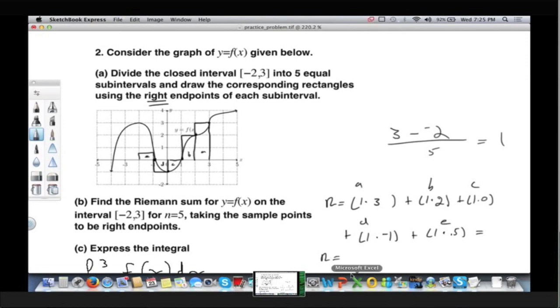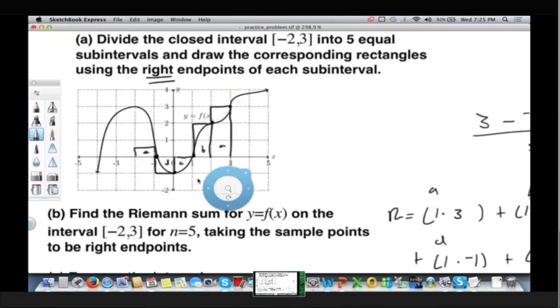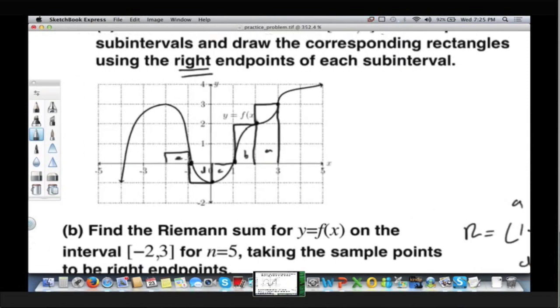Okay, now that last rectangle E, that's another case where we actually could have interpreted the graph as crossing at an integer. So would you say 0? Let's see here. One moment. Maybe.